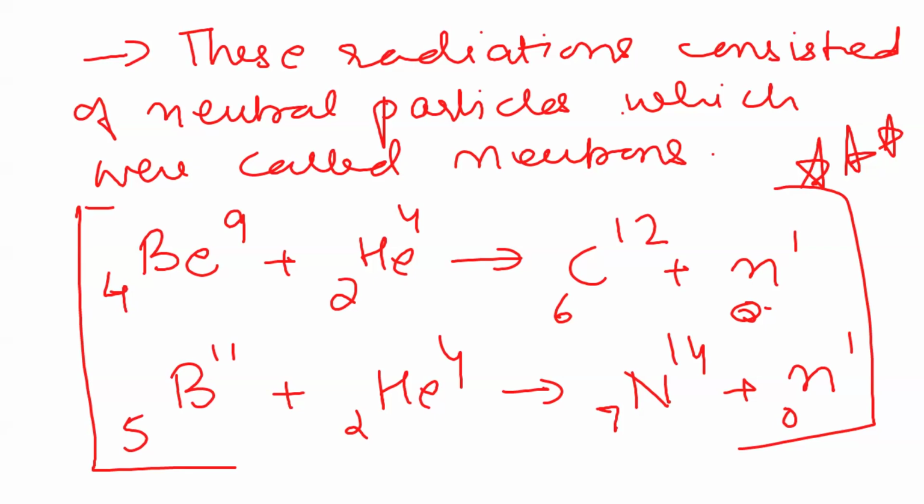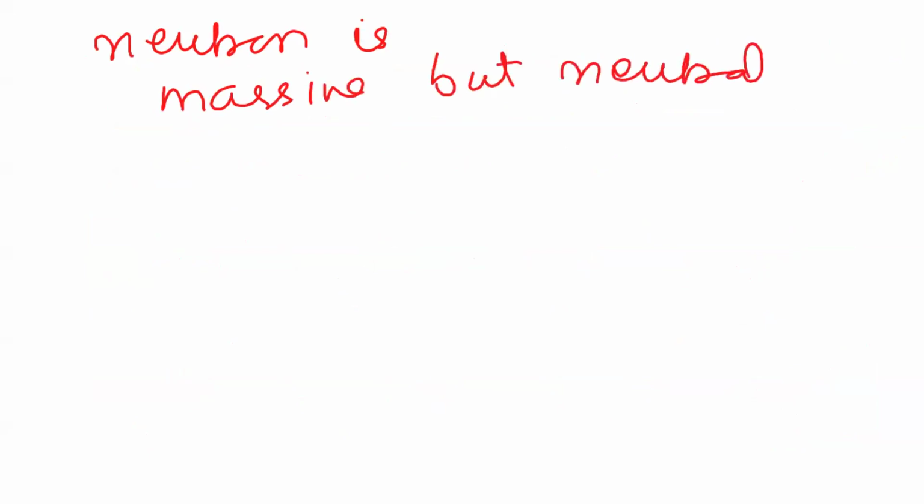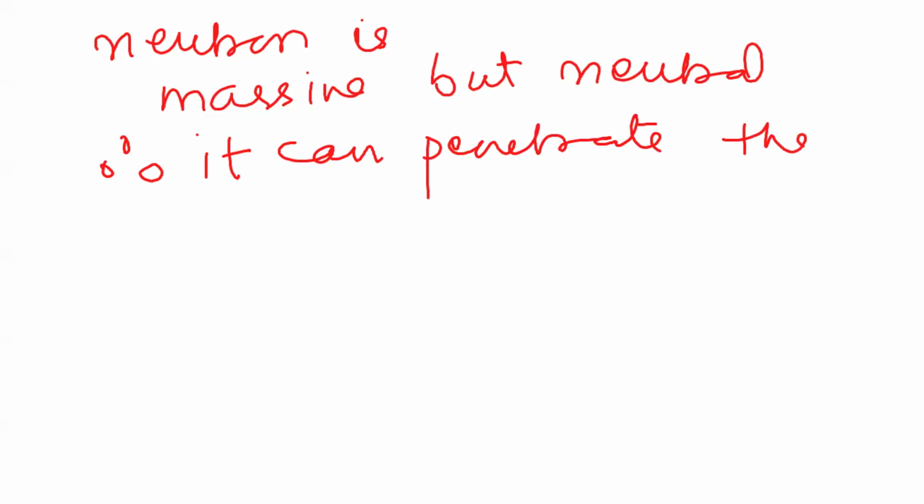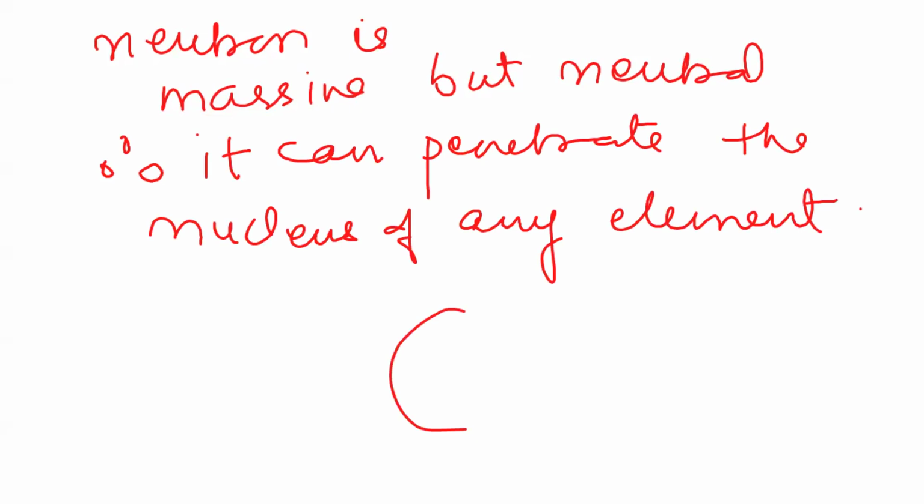Basically, we see that the neutron is relatively massive but neutral. And it is scarcely affected by the electron cloud surrounding the nucleus. It has got no effect of both positive and negative charges. So since it does not have, therefore it can penetrate the nucleus of any element. Therefore, we say that the mass of element comprises of both protons and neutrons.